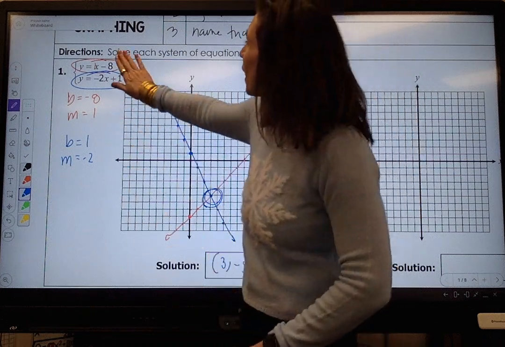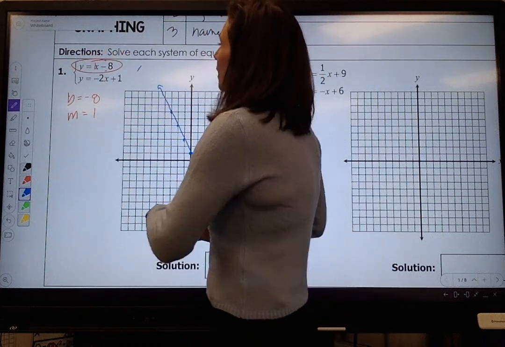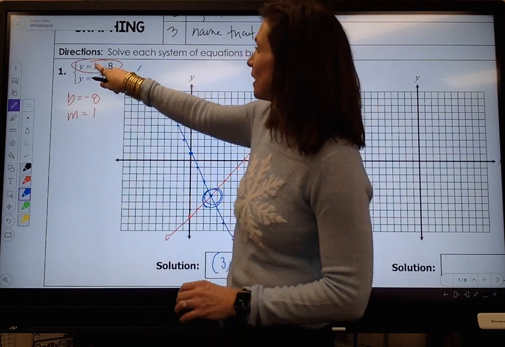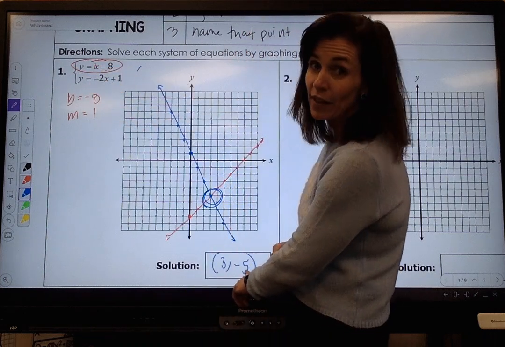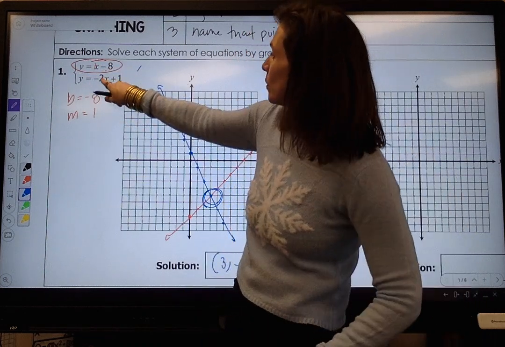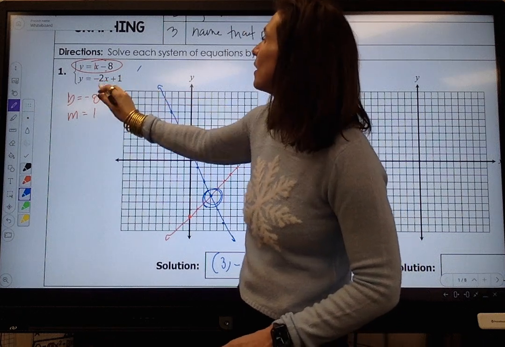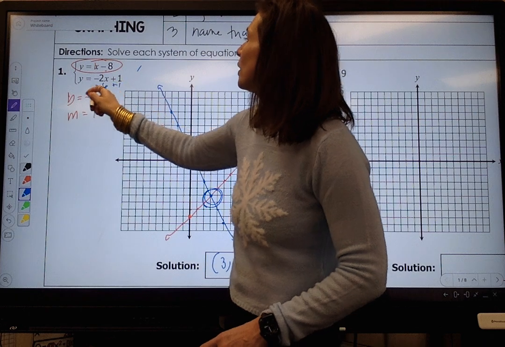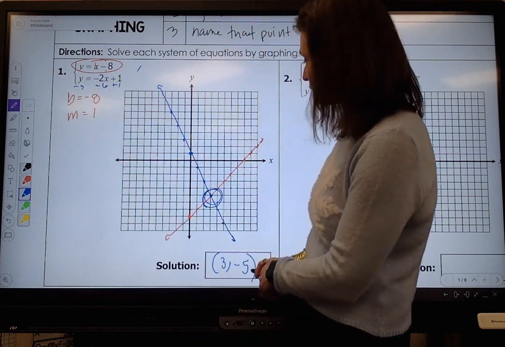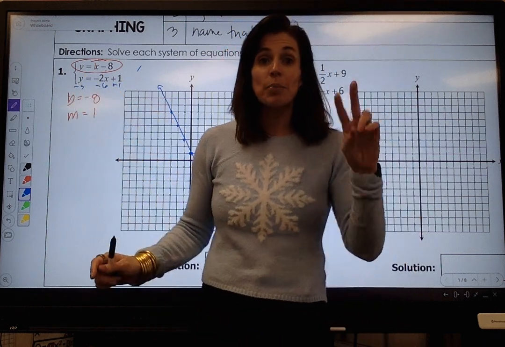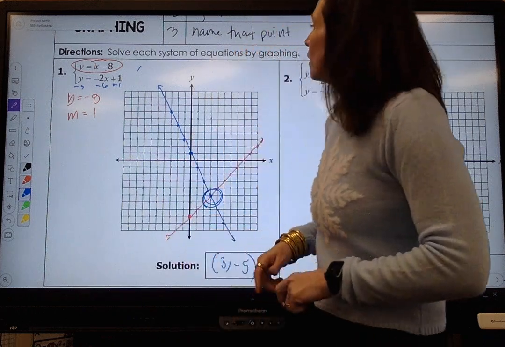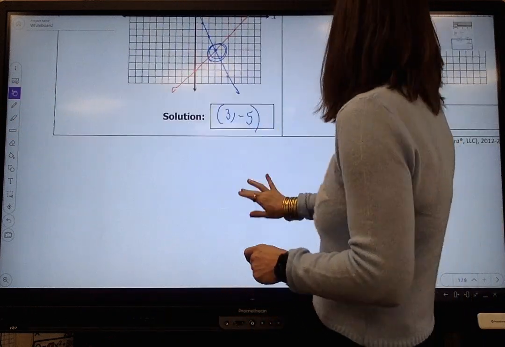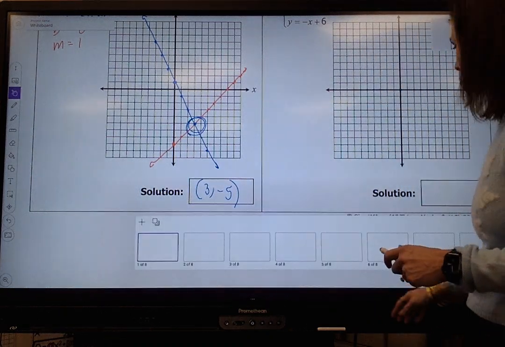That means if I plug in 3 for x, 3 minus 8 gives me -5 for y, and that's true. And I can do it in this one. If I plug in 3 for x here, -2 times 3 is -6, and -6 plus 1 is -5, and my y value is -5. So that makes both of those equations true. All right, let's take a look at number 3, or let's jump to the next page.